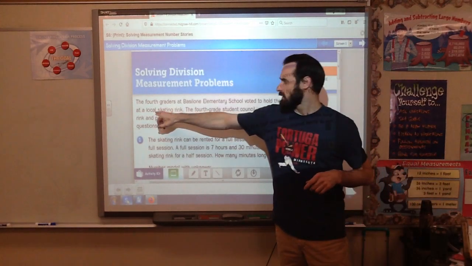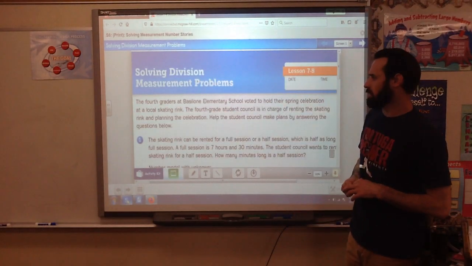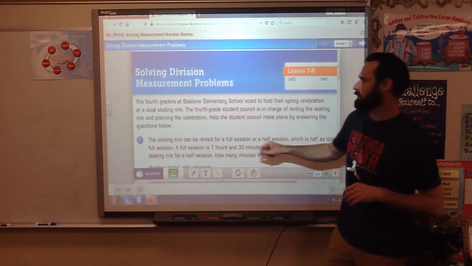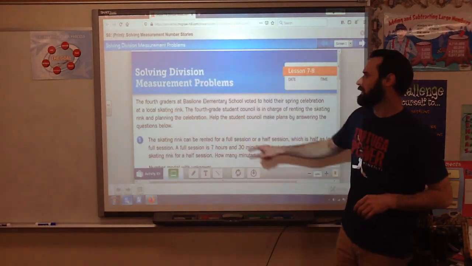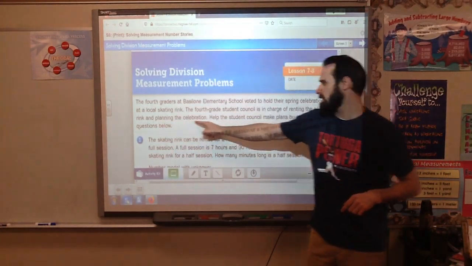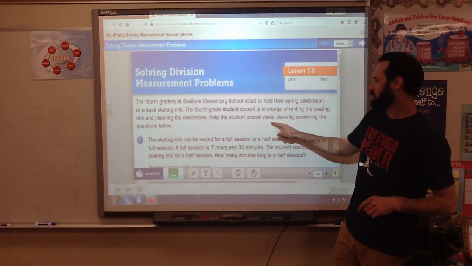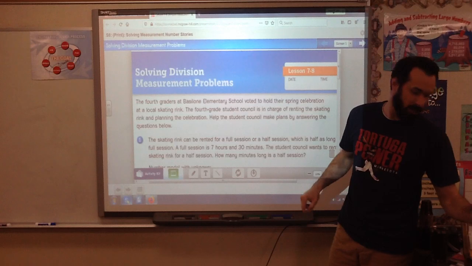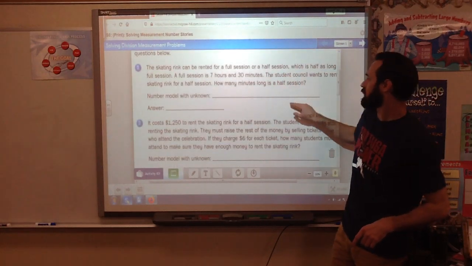It says, the fourth graders at Basilone Elementary School voted to hold their spring celebration at a local skating rink. The fourth grade student council is in charge of renting the skating rink and planning the celebration. Help the student council make plans by answering questions below. Again, this is page 248. We're looking at number 1 right now.